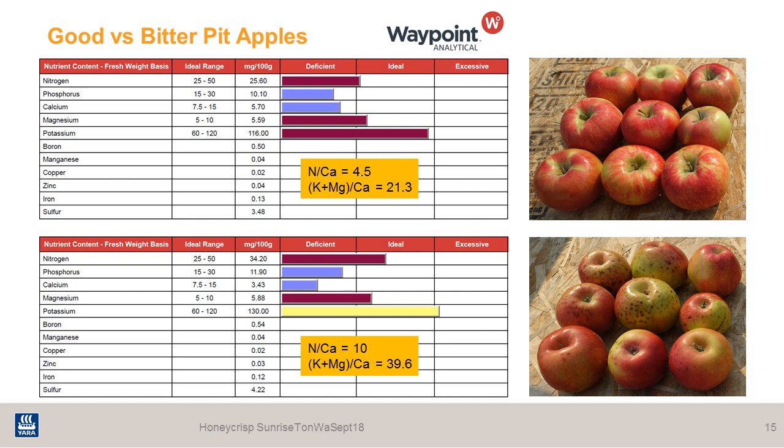Now, you look down here at the bitter pit fruit. Again, you have a nitrogen level that is much higher than the good fruit. You have a calcium level that is much lower than the good fruit. And the potassium level is much higher, again, than the good fruit, driving up the ratios, as you can see here, again.